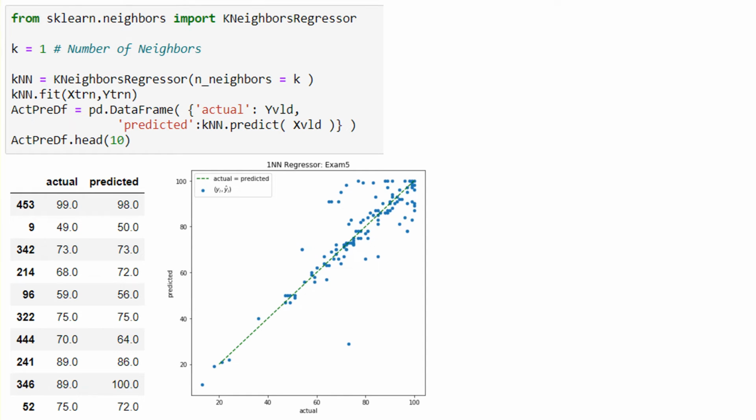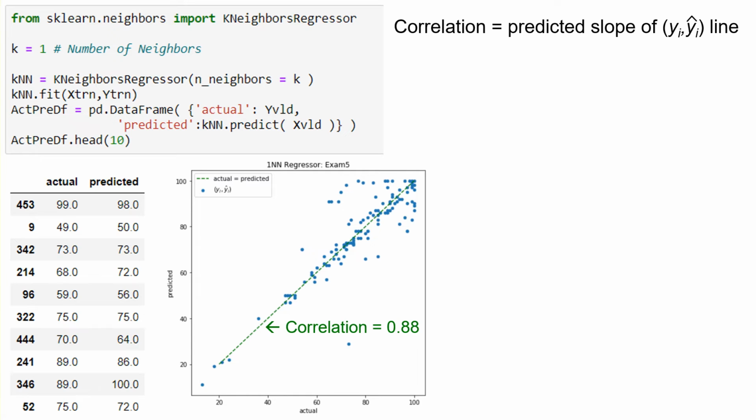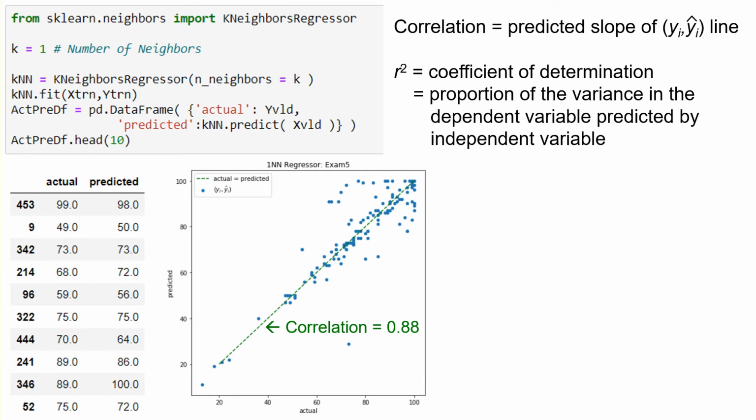Here we have the data. Notice I've got the predicted versus the actual. They should all lie on the line actual equals predicted, but they don't. How close are they? Well, we can use correlation. Correlation is the slope of the line predicted by the y sub i hat. In this case, it's 0.88. Ideally, it would be 1. The R squared coefficient of determination is the proportion of the variance in the dependent variable predicted by the independent variable. In this case, it's 0.753.